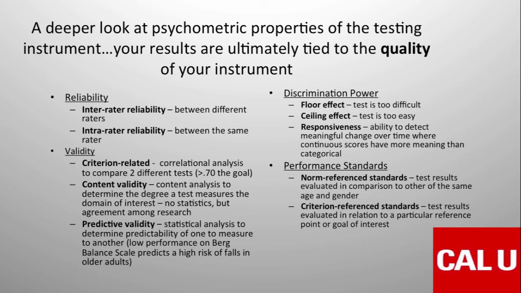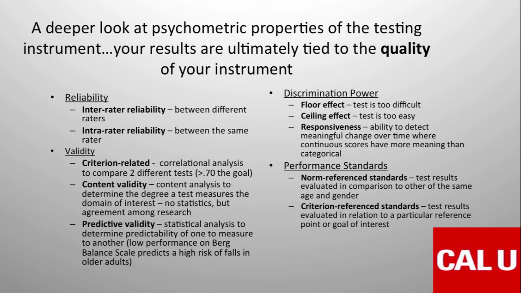And then lastly, the predictive validity. Can we apply what we measure to what we want to find? So for example, does a low performance on a Berg Balance Scale really predict a high risk of falls in older adults? We can also look at discrimination power. For example, floor effect is when the test is too difficult. A ceiling effect is when the test is too easy. Responsiveness is the ability to detect meaningful change over time, where continuous scores have more meaning than category.